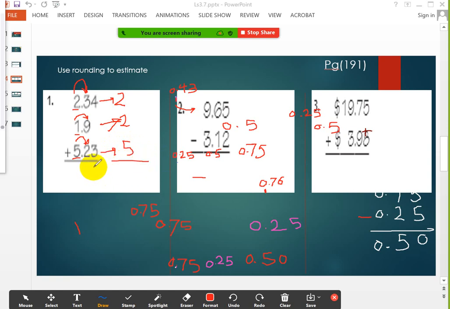Now let's add the numbers. 2 plus 2 equals 4. 4 plus 5 equals 9. Okay?